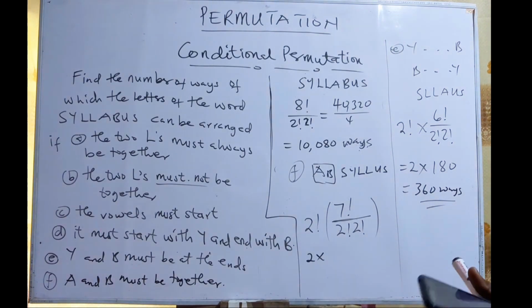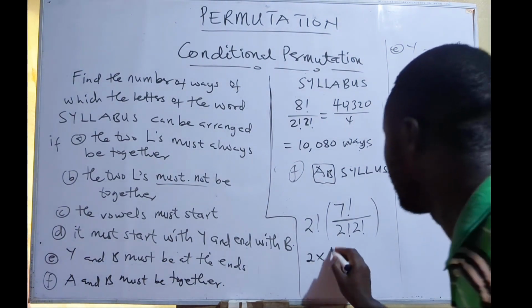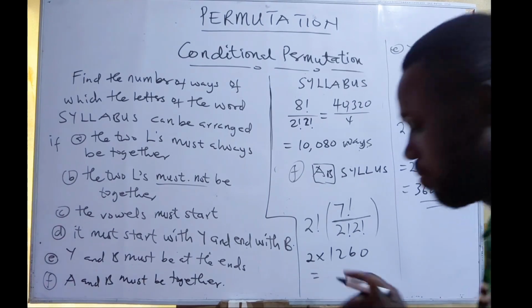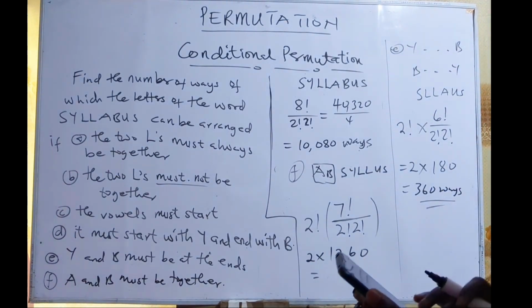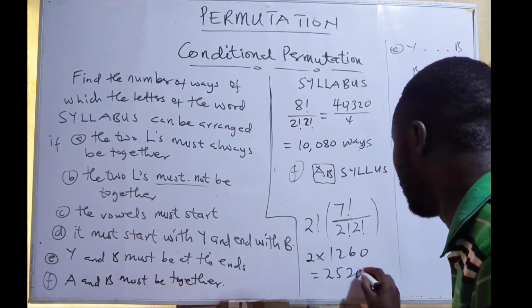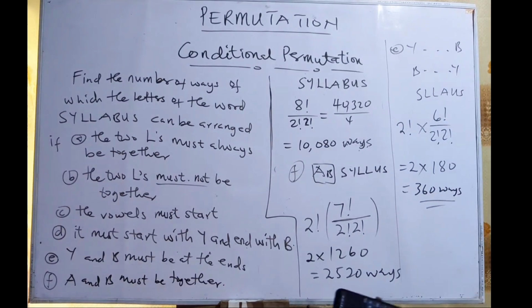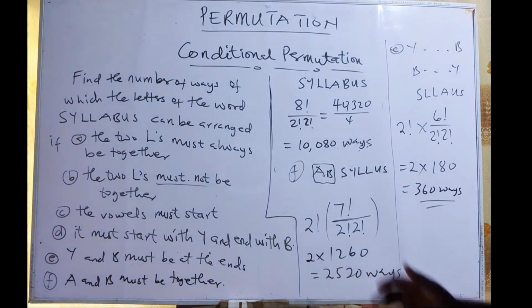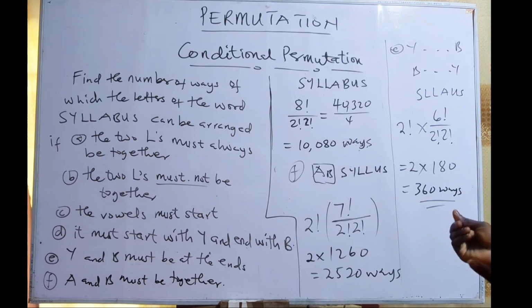That will be 1260. And you multiply by 2. 2 times 1260 will give us 2520 ways. So that is 2520 ways, for A and B must be together. So take note of the difference between must be together, and must be at the ends. You should know the difference.